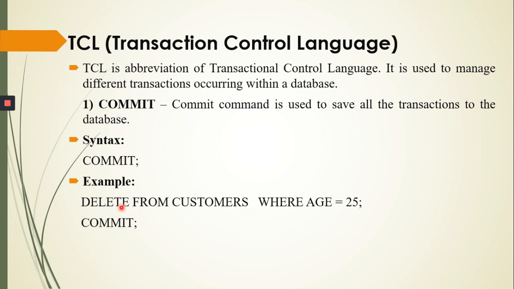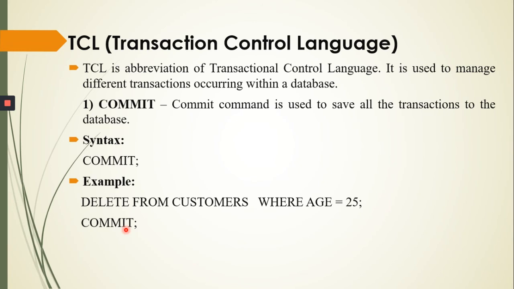So suppose I have 40 customers, and from that 10 customers have age 25. So 10 data records are deleted. So now in my database only 30 records are there. So the database is changed, and to save that data I have to use the commit statement. So remember this, after writing the commit command, the data is permanently saved and we cannot change it.